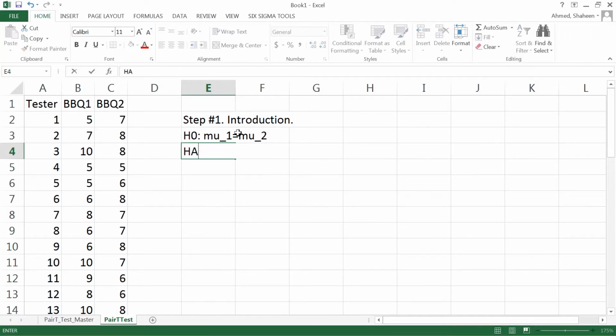The null hypothesis, because it's null, is always equal, or 0, or nothing. Because we don't know which chef is actually better, we're going to write the alternative as mu 1 is not equal to mu 2. So they're basically the same. Now step number 2 is the method.